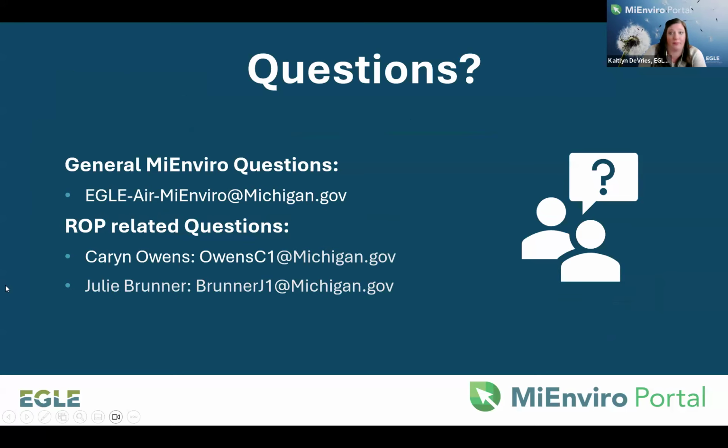As I'm waiting for some more questions to come in, I did want to throw up the contact information for everybody if you've got questions. Your general MiEnviro questions can be sent to our eagle-air-mienviro@michigan.gov email address. And if you've got ROP related questions, you can send those to Karen Owens specifically for modifications, or to Julie Brenner, who is our ROP Central Unit Supervisor, who we heard from in part 2 for modifications.